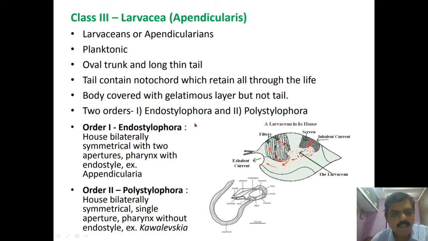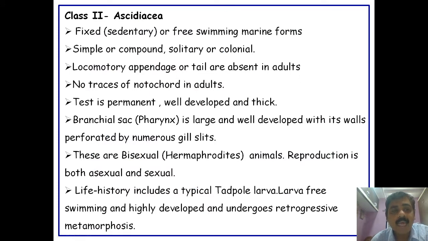The two orders, Endostylophora and Polystylophora, we have already discussed. In Endostylophora, two apertures are there, with a pharynx with the endostyle, and the house is bilaterally symmetrical, whereas in Polystylophora, the house is bilaterally symmetrical but with a single aperture and a pharynx without the endostyle. An example is Larvacea. The second class under Urochordata is Ascidiacea.